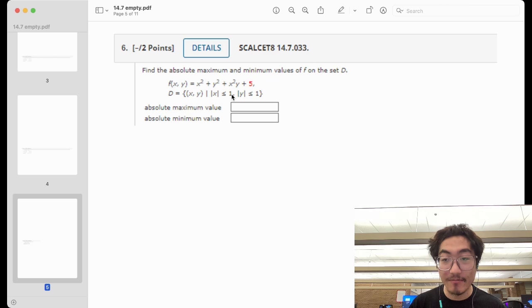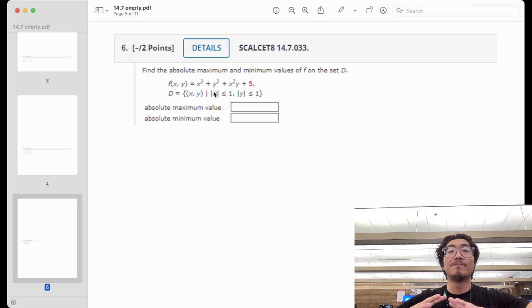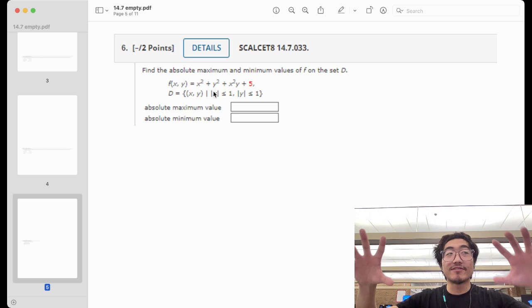it means x and y are from negative 1 to 1, inclusive. So your region is negative 1, 0, and 1. Those are your region, because notice the absolute value, so why can f be negative? Your shape is going to be a square with each side length of 2.